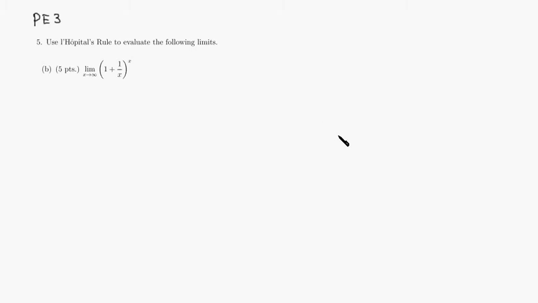All right, let's look at practice exam 3, number 5, part B. We want to take the limit using L'Hopital's rule, but we don't have a fraction to which we can apply L'Hopital's rule, so we're going to create one. So you have a limit as x approaches infinity, right?